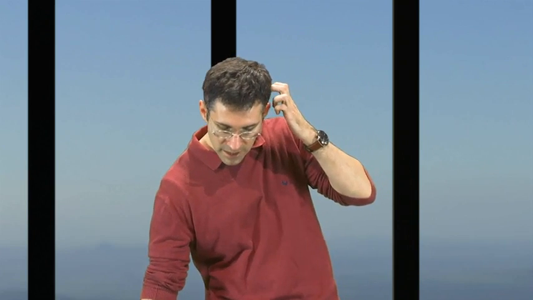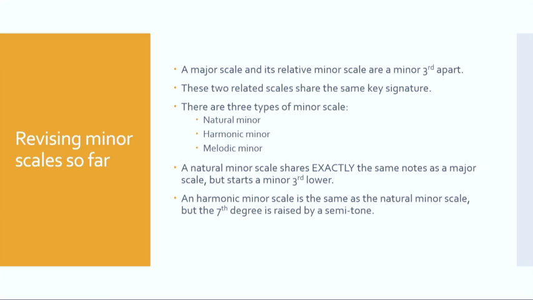So in this video, we're going to be looking at melodic minor scales, but let's just revise what we've done about scales so far. Firstly, a major scale and its relative minor are related by a minor third, and they share the same key signature. Now, I've shown you in the last video how to see which keys are related by looking at that table that we learned how to use.